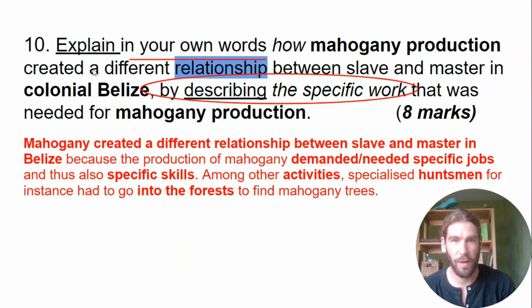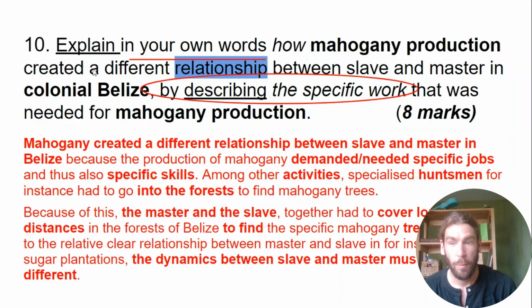So we're going to get to the second part of the goal now. Because of this, what we saw in the picture just now, the master and the slave together had to cover long distances in the forest of Belize to find the specific mahogany trees. Compared to the relatively clear relationship between master and slave in, for instance, the sugar plantations, the picture I showed earlier, or the coffee or cotton plantations, the dynamics, the interaction between slave and master must have been different because they had to go into the forest for miles and miles, for kilometers and kilometers.